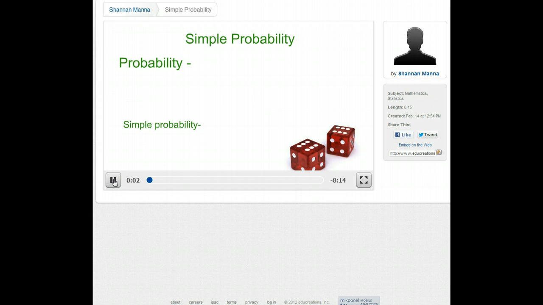Good morning, everybody. Today we're going to talk about simple probability. Before we get started, let's talk about what probability is. Probability is basically your chance. Your formal definition of probability is the favorable outcomes over your total outcomes.